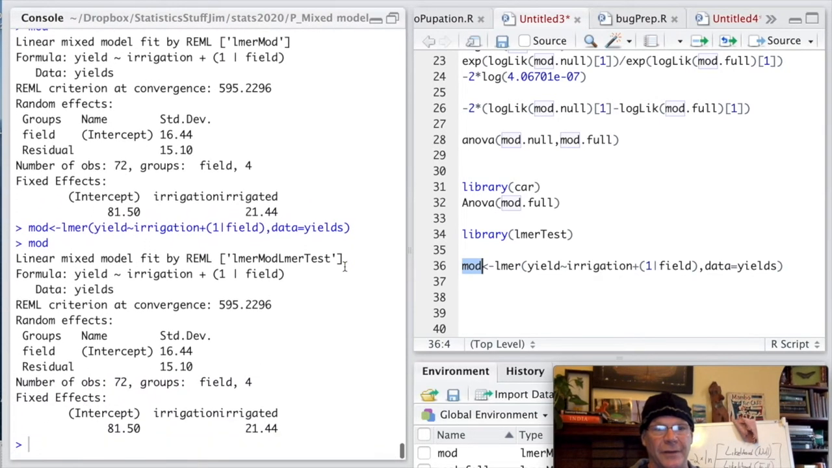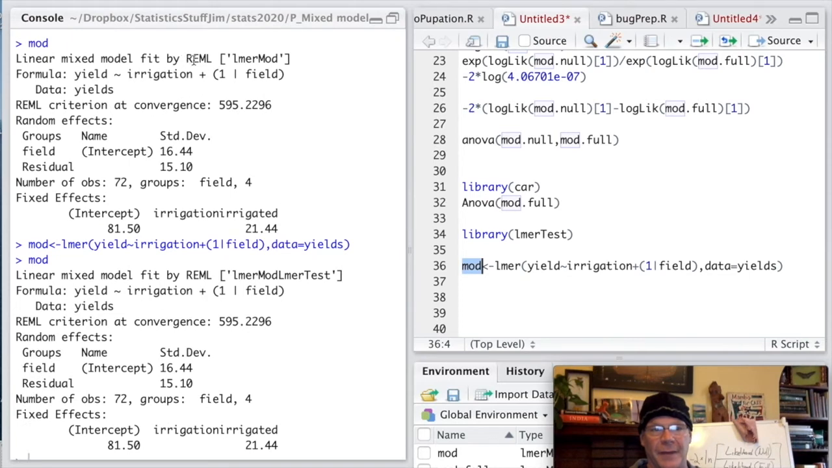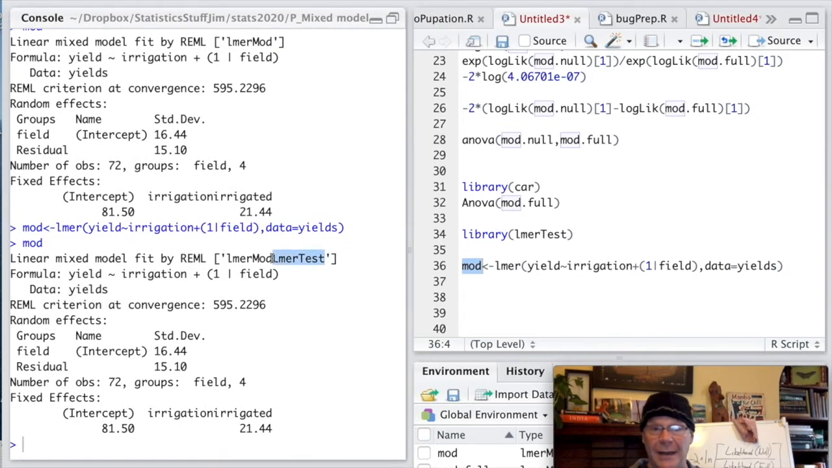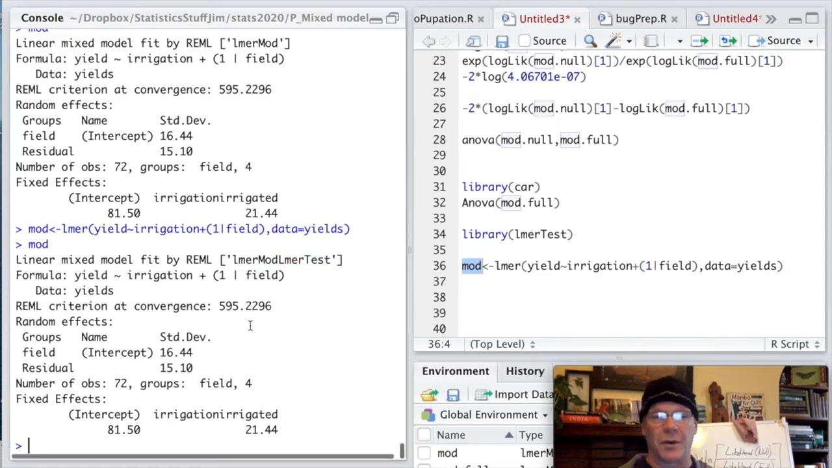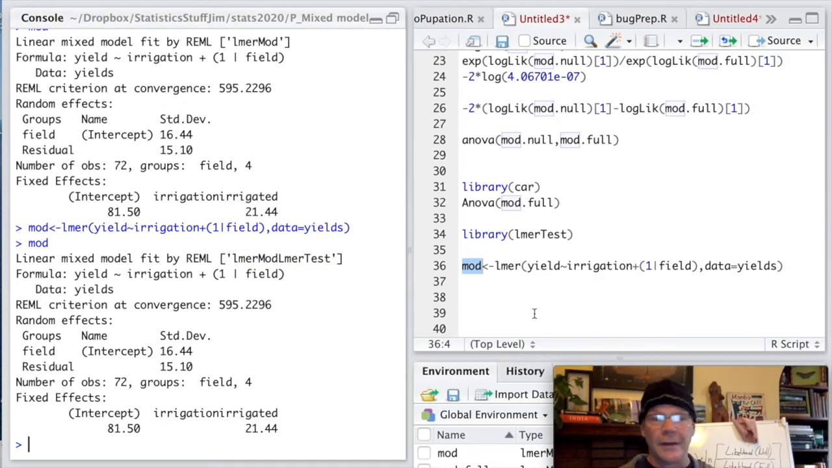The only difference is that here it's saying it's fit by REML using an lmerMod object, whereas here it's an lmerModLmerTest object. And it just has slightly different pieces of information that behind the scenes the computer program is using. And so once I've created that, I can now do an ANOVA on the model.